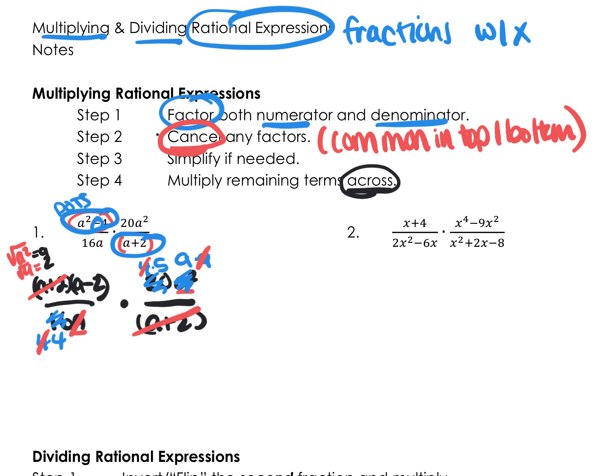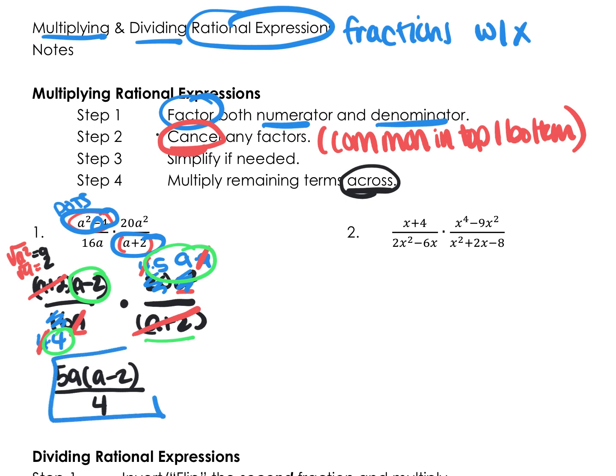So then the very last step is to take everything in the top and put it together and everything in the bottom and put it together and just multiply across. So in the top over here, I have a minus 2 left. And the top over here, I have 5 times a. And then we multiply all this together. So 5 times a minus 2 will all go in the top. And then the bottom, the only thing I have left over here is 4. I don't have anything left over here, so I just multiply those together. 4 times nothing is just 4. And so then this is your final answer.